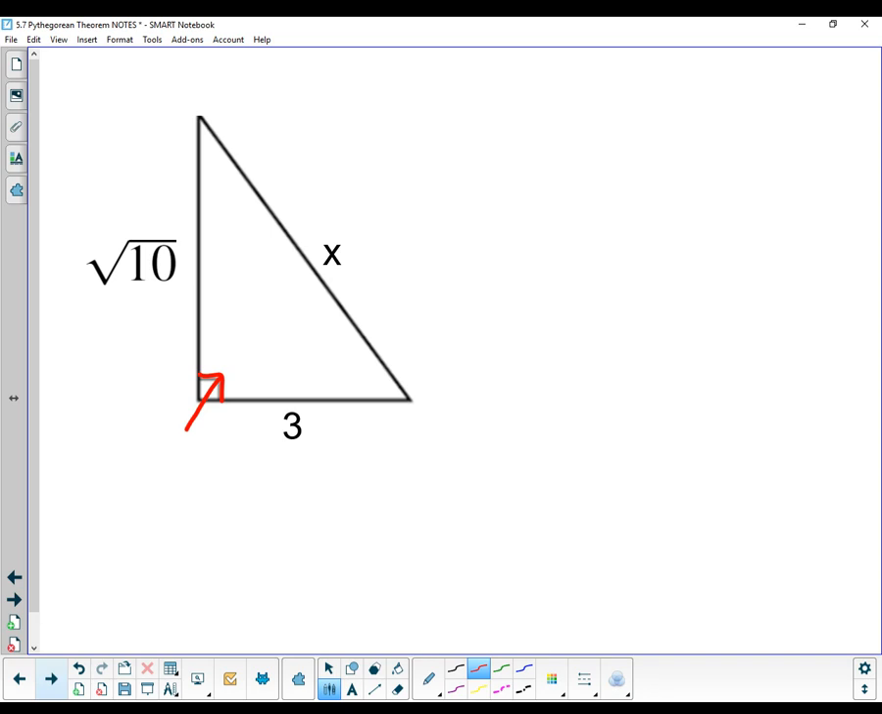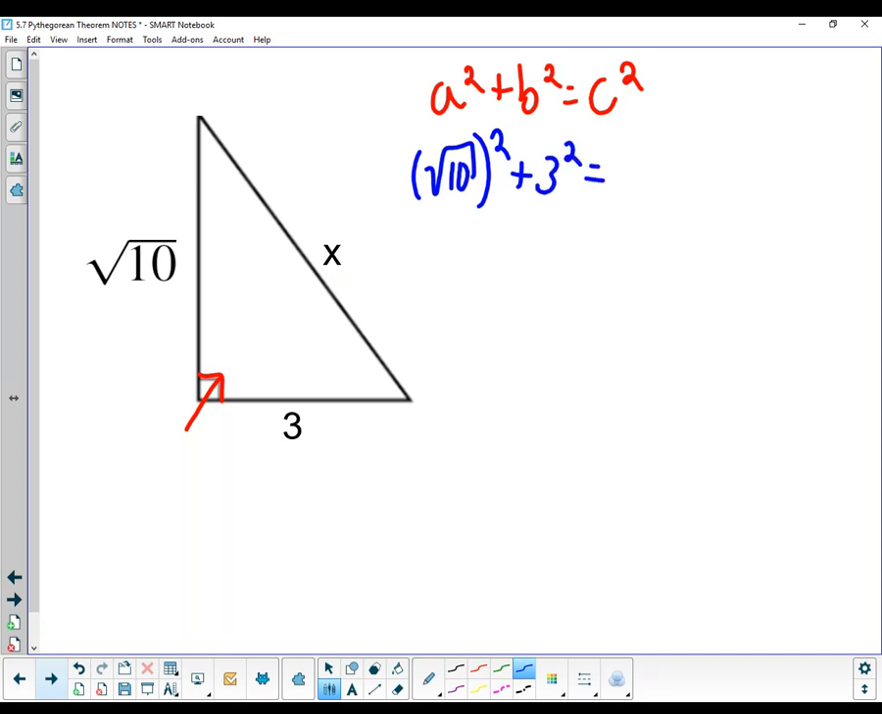So let's plug our values into the Pythagorean theorem, which is a squared plus b squared equals c squared. So I'm going to get the square root of 10 squared plus 3 squared equals x squared. Now, it doesn't matter which of these two values you let be a or b. Order does not matter in addition.